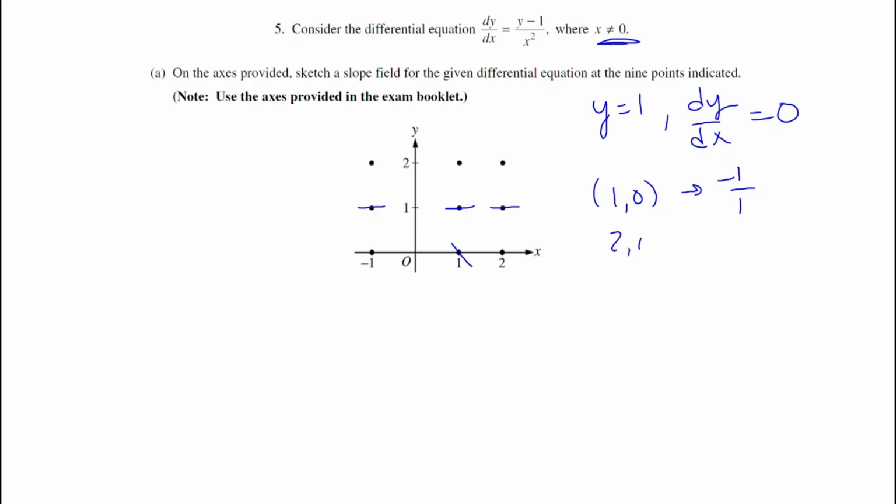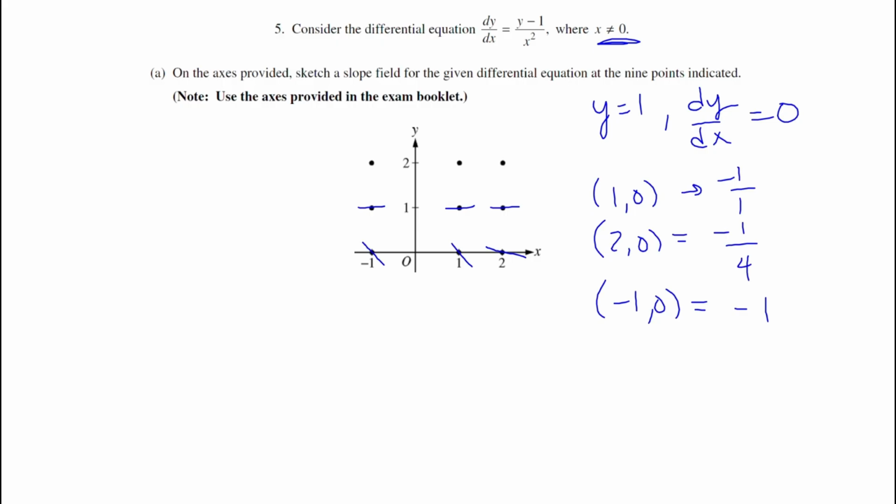Putting in 2, 0 just gives us negative 1 over 2 squared, or negative 1/4, so a very shallow negative slope there. And putting in the point negative 1, 0 is just going to, again, give us negative 1 over 1, so just negative 1 for the value at negative 1, 0.